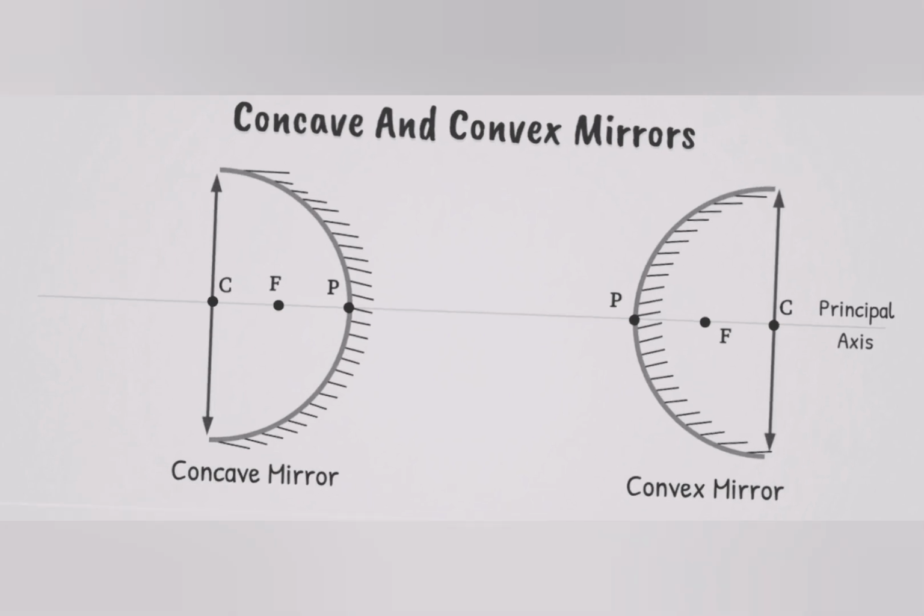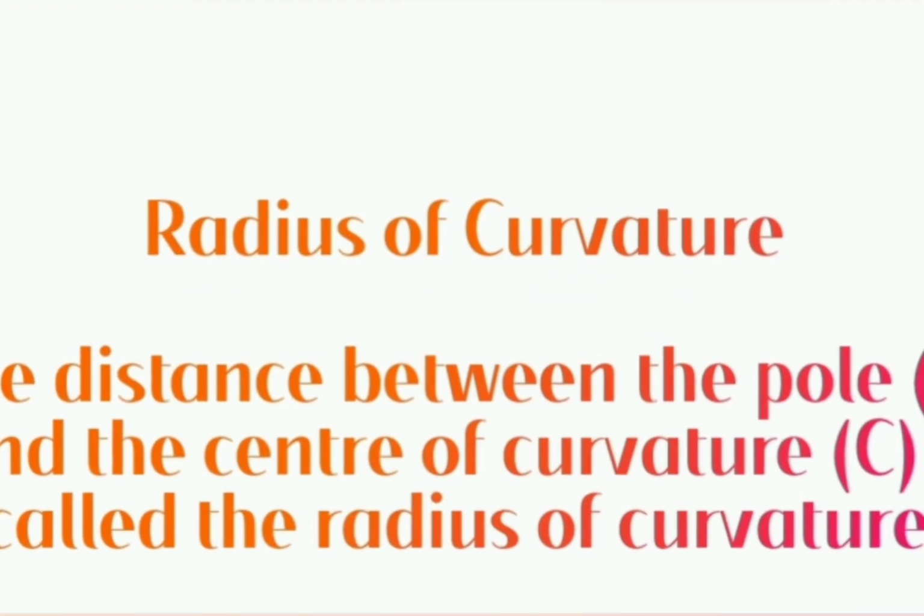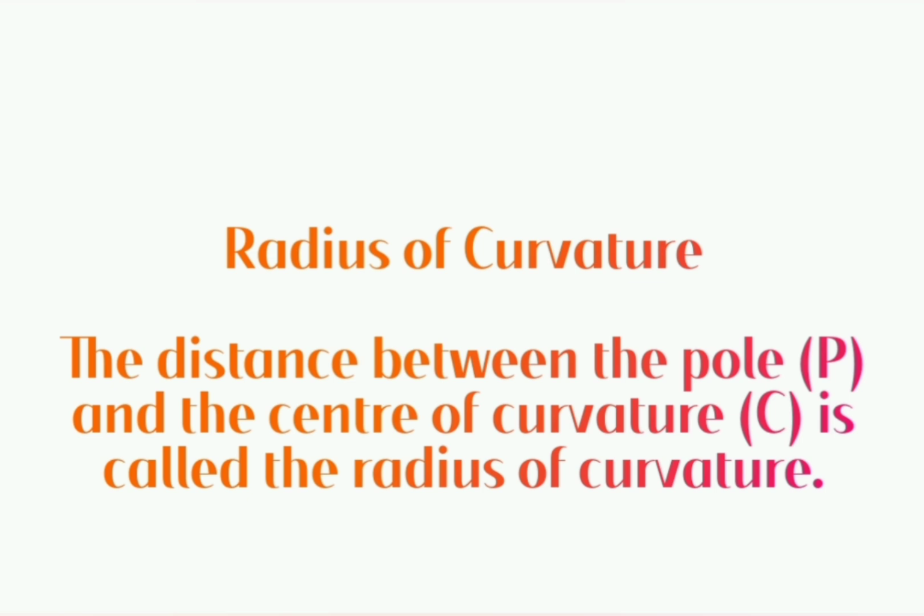Okay. Next, let's talk about radius of curvature. The radius of curvature is denoted by capital letter R. This is the distance between the pole and the center of curvature. You know the pole: the midpoint of the mirror is called the pole. Whatever the distance from P to C, the center of curvature, that we call the radius of curvature. You can also write it another way: the radius of curvature is the radius of the sphere from which the mirror is formed. I'll repeat: the radius of curvature is the radius of the sphere from which the mirror is formed.